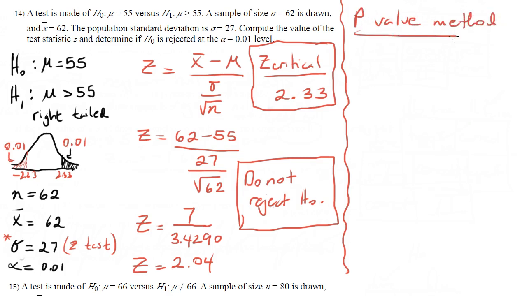P-value method. I should probably use a different color. Let's use blue. Blue and red, right? All right. The battle continues. Okay. So let's go back.